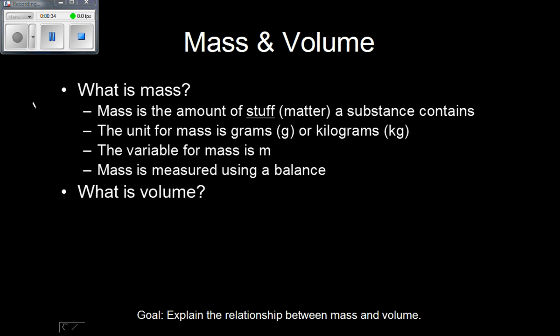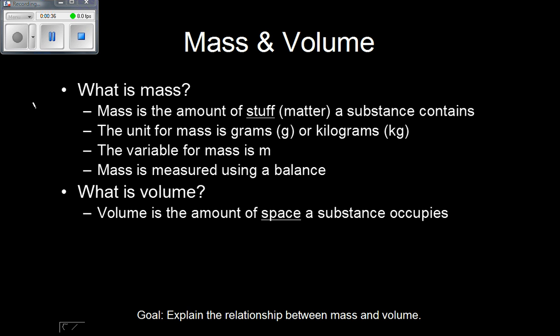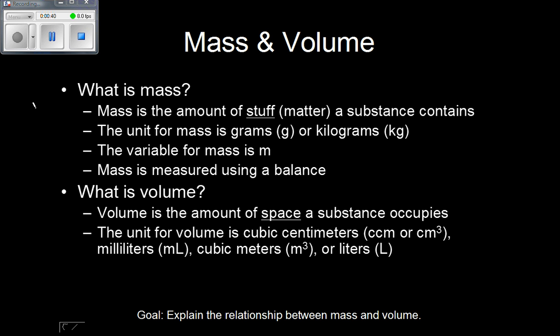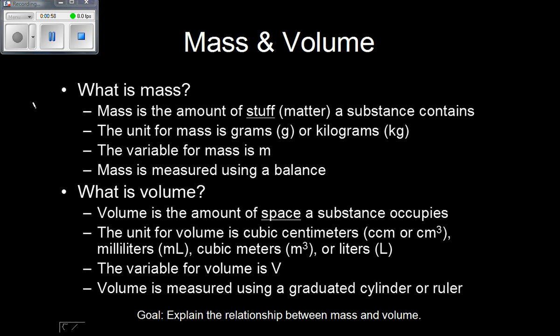If you remember from our previous videos, volume is the amount of space that a substance occupies. The unit for volume in our class will usually be either cubic centimeters or milliliters. They are interchangeable, meaning that 1 cubic centimeter is the same as 1 milliliter. There are also other units for volume that are acceptable as well. When we put volume into a formula, we represent it with a capital V, and we measure it using either a graduated cylinder or a ruler.